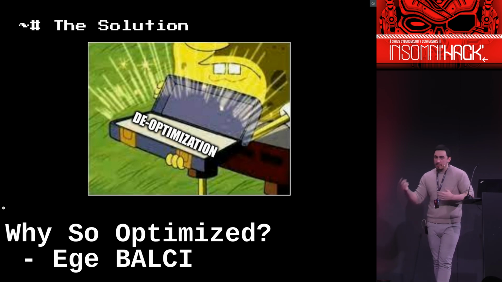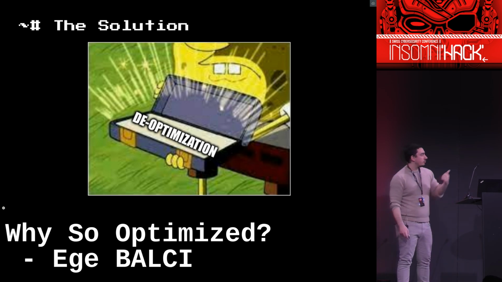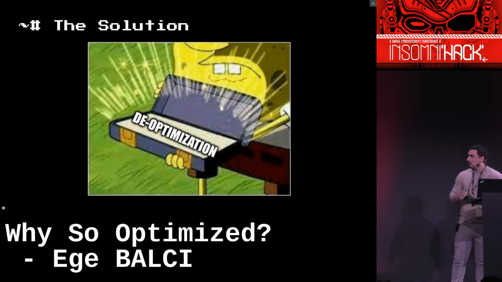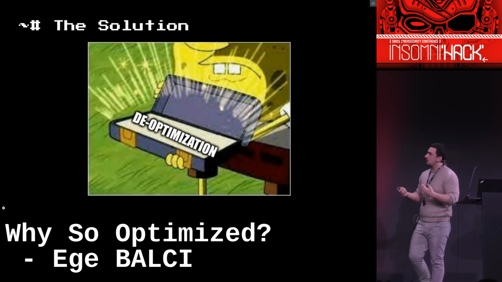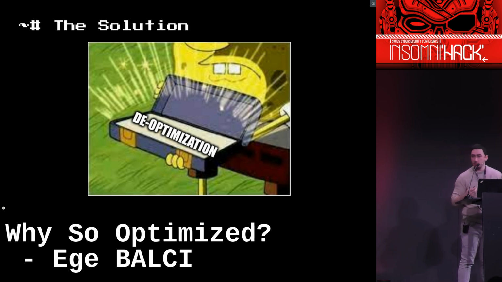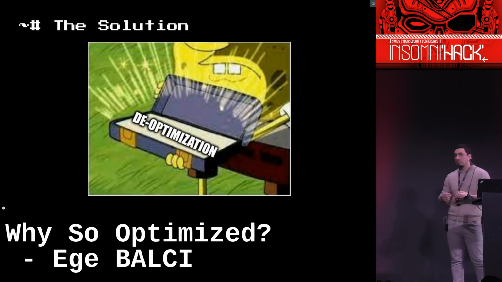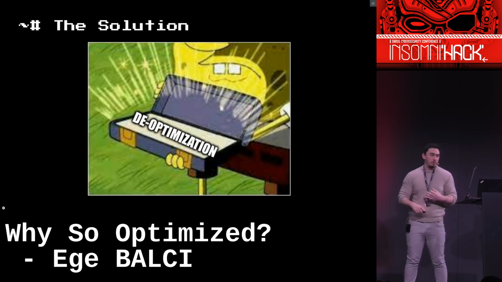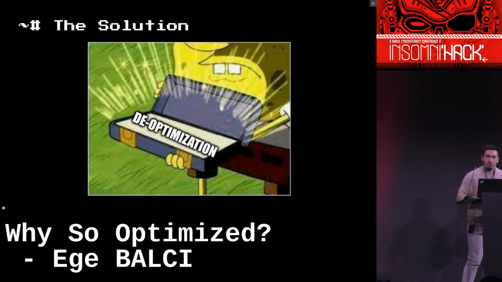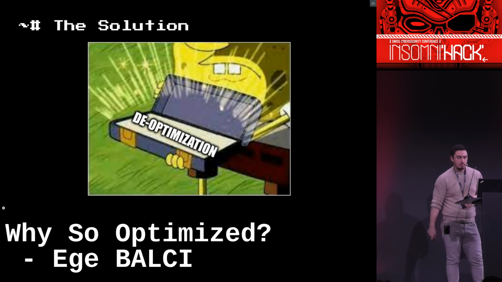So as you can guess by the title of this talk, my solution is de-optimization. So what is de-optimization? It's simply the opposite of optimization. We will take a piece of code and we will make it larger, longer, slower, but most importantly, we will transform it. It will look different. When you execute it, it will do the exact same thing.